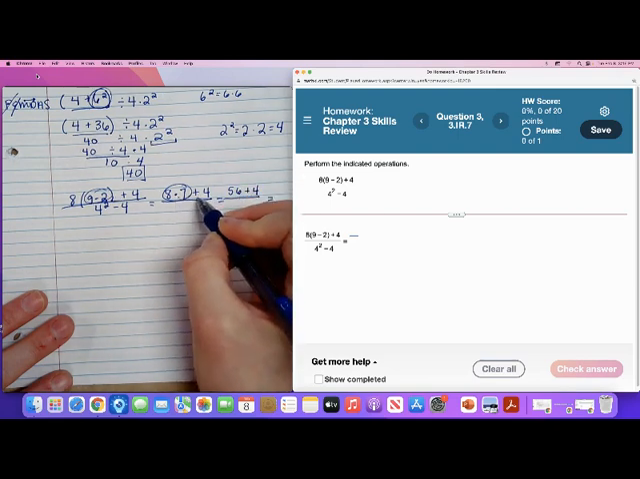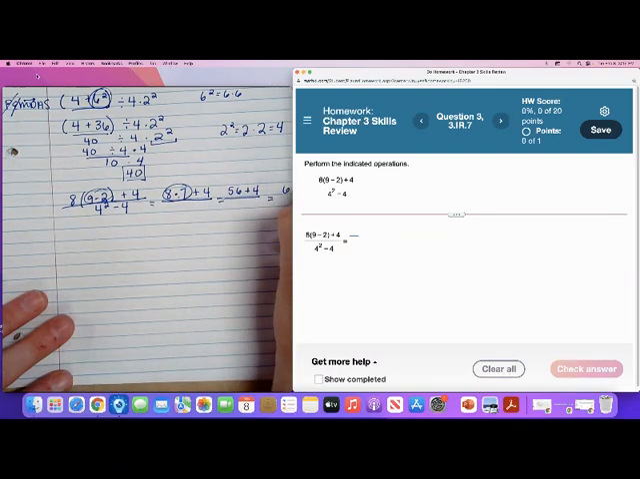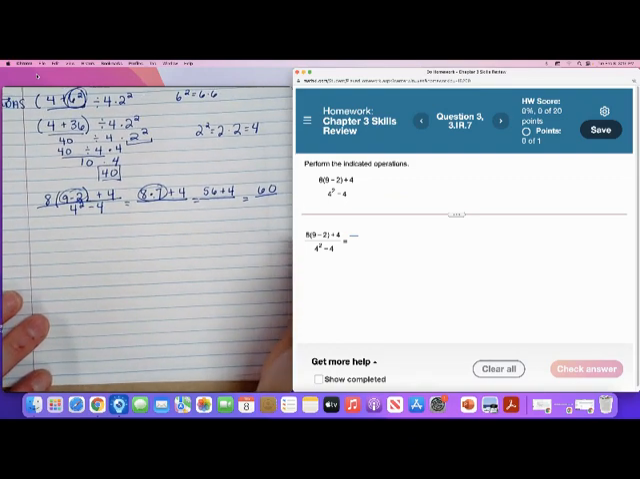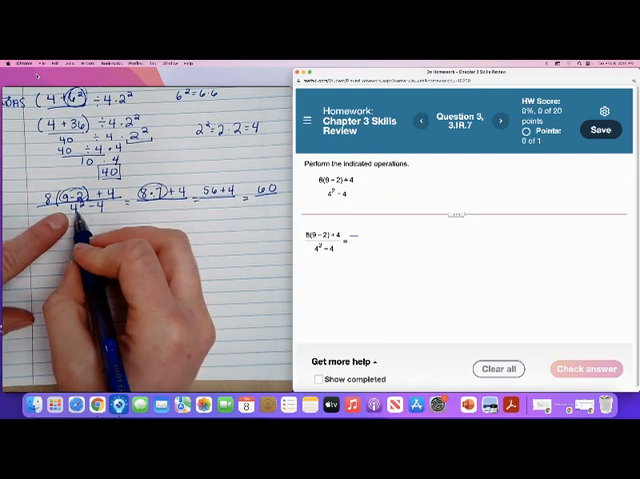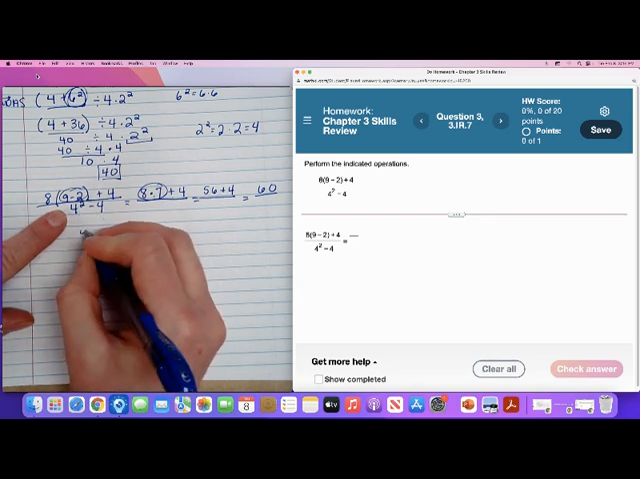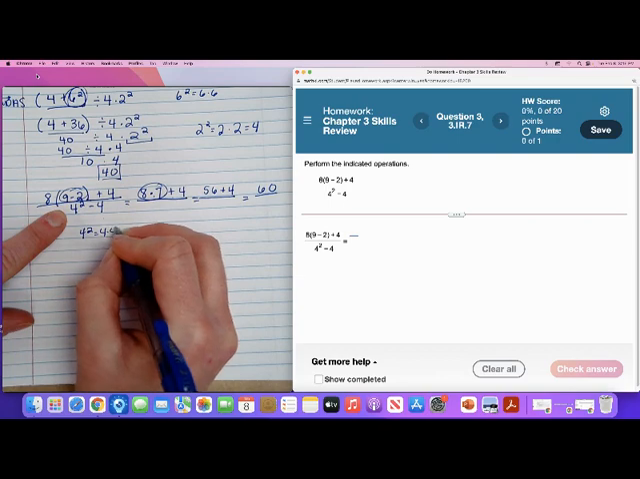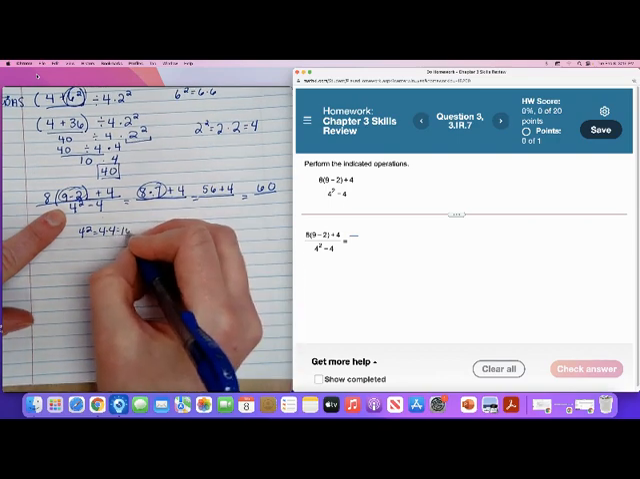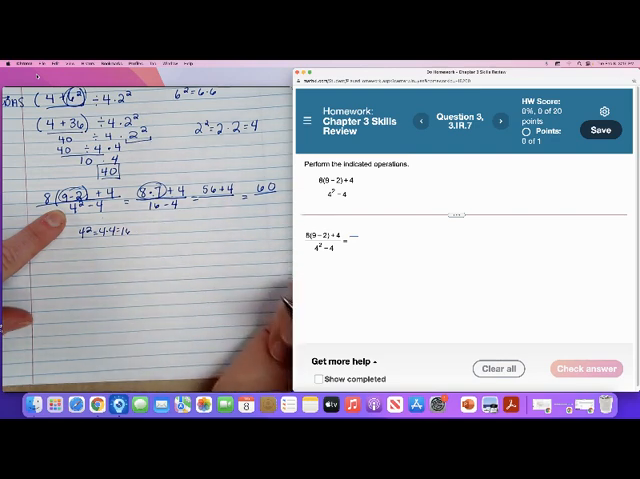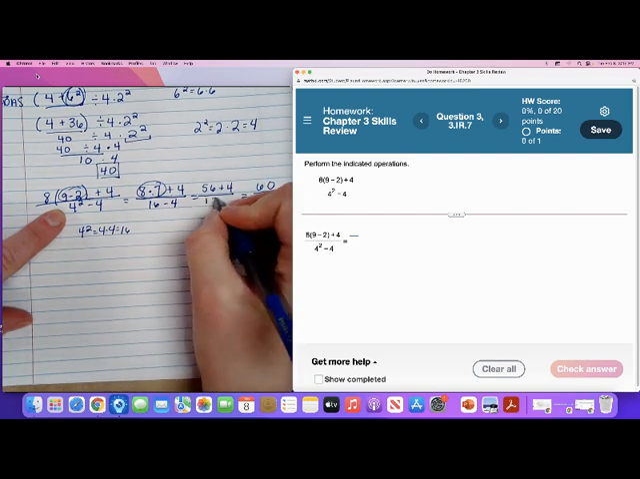Because we did that, we still have a plus 4. 56 plus 4 is 60. So we've simplified the top all the way down. Now the bottom, we have 4 squared minus 4. So we need to do 4 squared. Remember, 4 squared means 4 times 4, which is 16. So we have 16 minus 4. The only operation is subtraction. 16 minus 4 is 12.